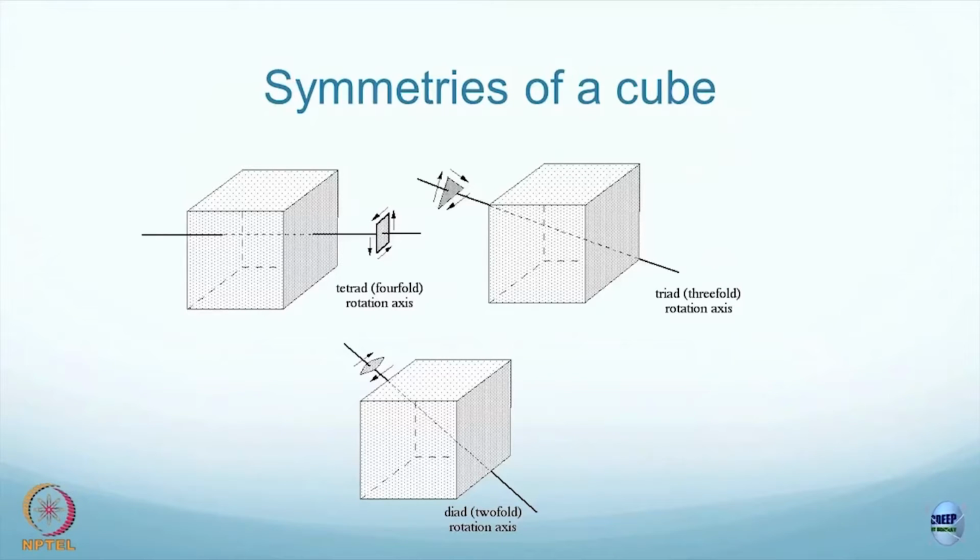There could also be a 3-fold rotation axis. So, in this case you will say the principal axis is a 4-fold axis. If suppose the atoms are placed on a cube which constitutes a molecule which has this cubic symmetry, then the principal axis of rotational symmetry for the molecule which has this cubic symmetry is a 4-fold axis.